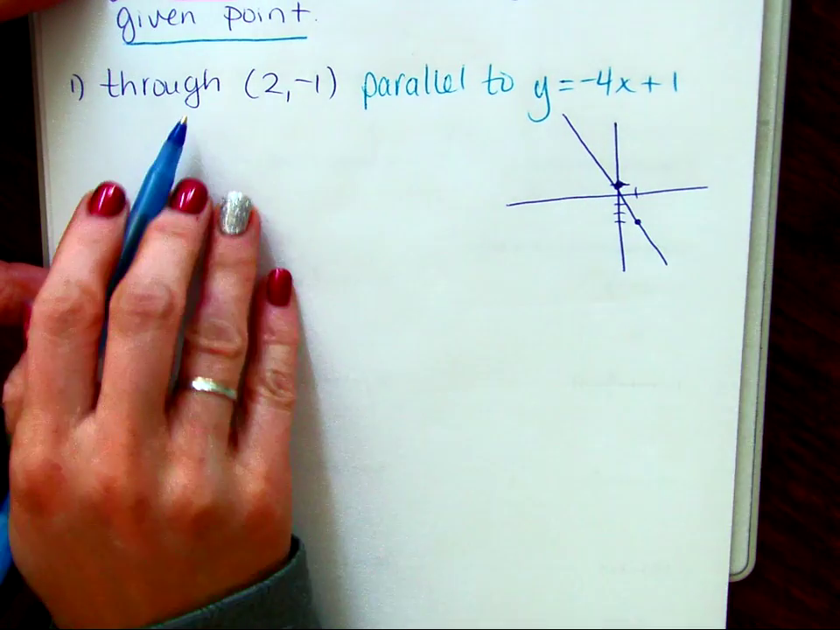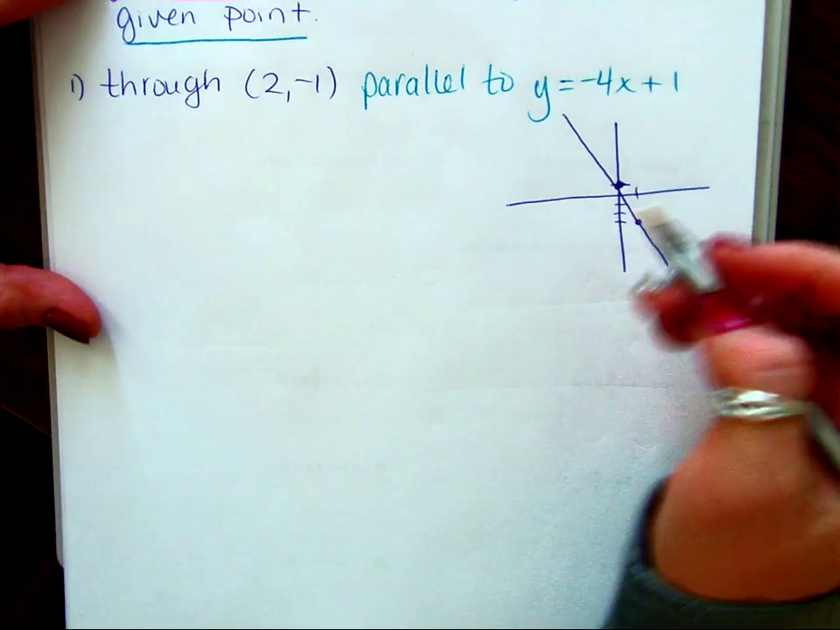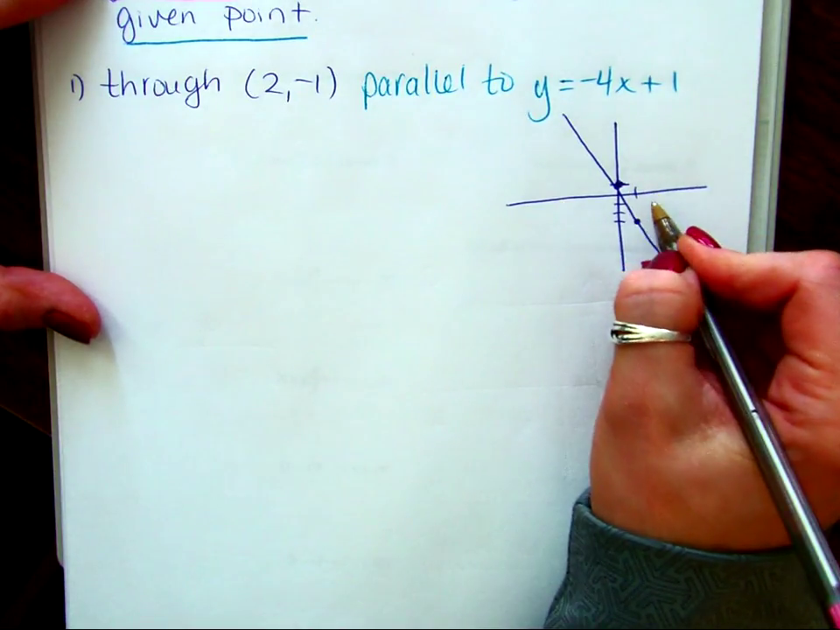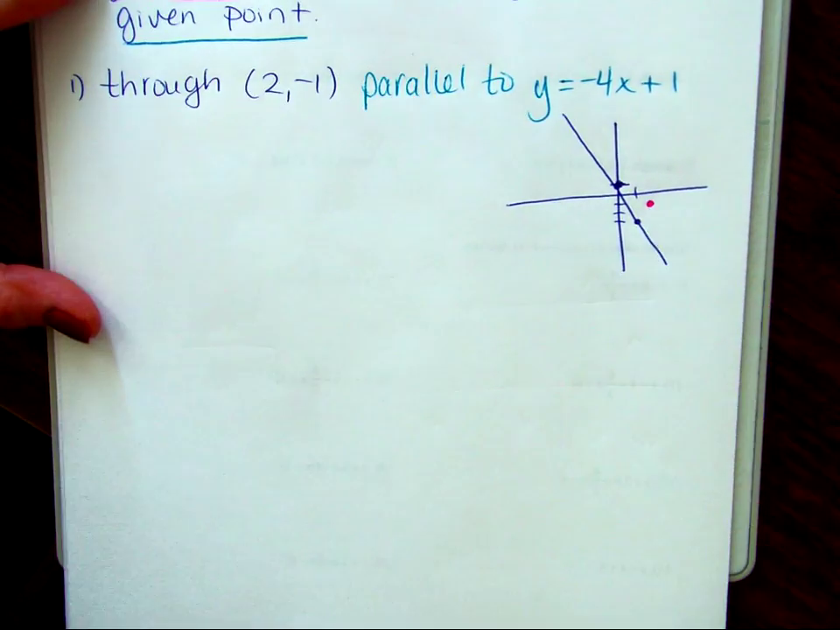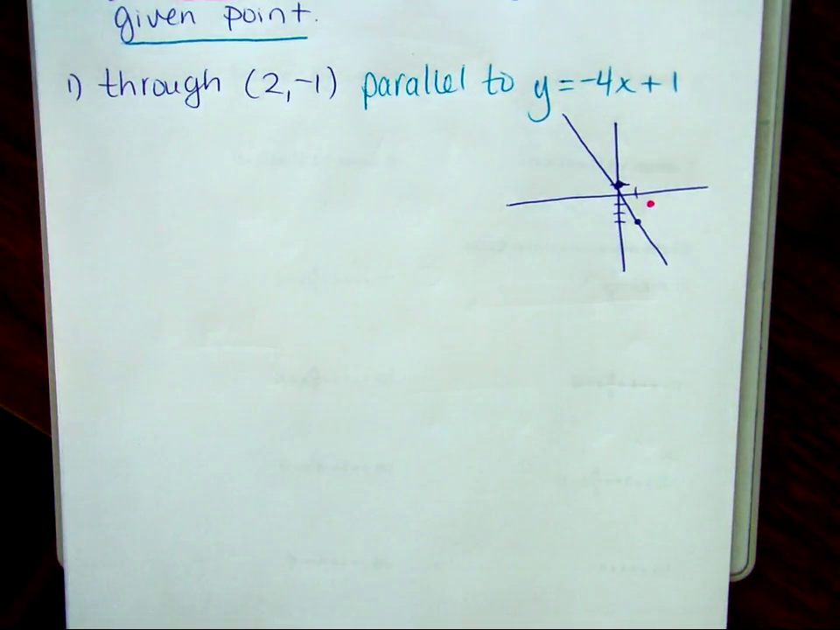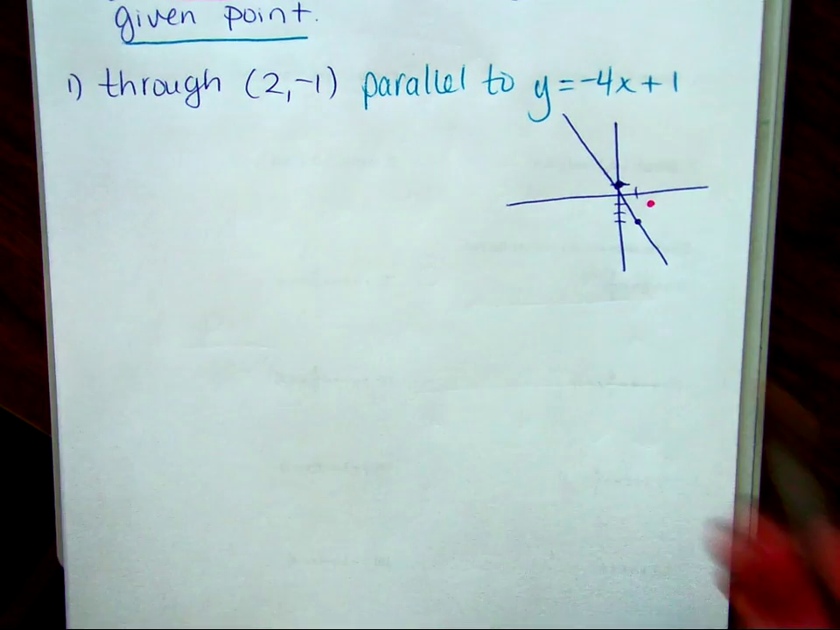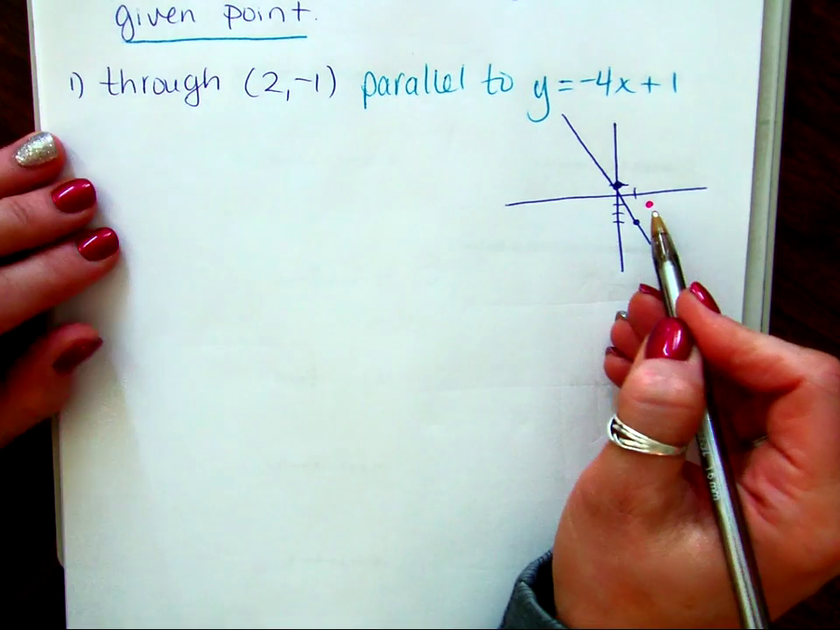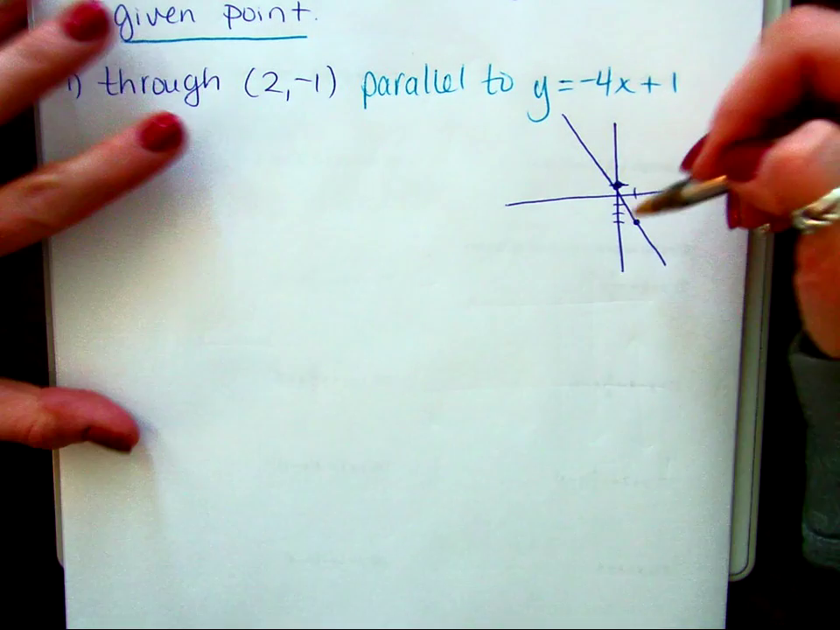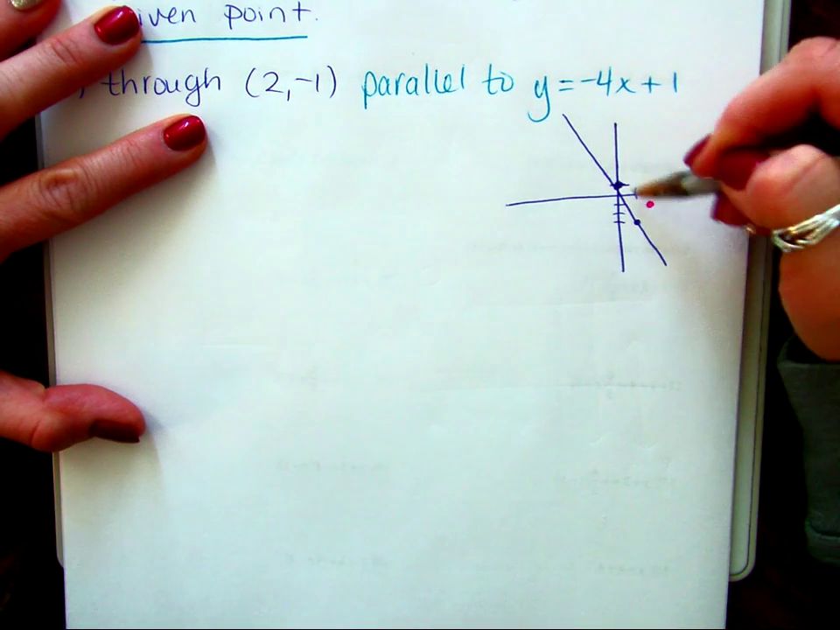I want it to pass through this point right here, positive 2, negative 1. So you know what's going to have to change? Not the slope, but the y-intercept, right? So you can't just say minus 6, because then it's not going to pass through that line. So we can kind of take a guess. Well, the point 2, negative 1 is right here.